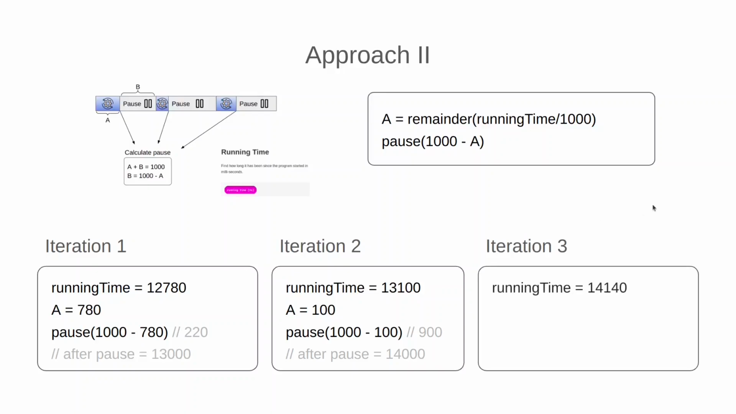Let's go over one more iteration, but it's all the same. And now I hope that you see that this is actually much simpler than the previous approach, because we are going to take whatever is left after division by 1000, and we pause to make it up to 1000, and you see how it will nicely follow each second. So it will go 13,000, 14,000, 15,000. And this is the approach that we are going to implement for our microbit Pomodoro timer.